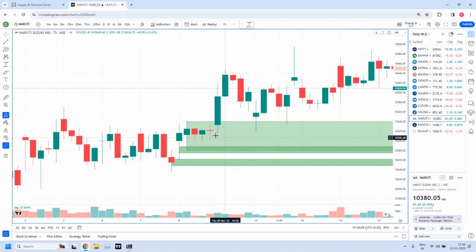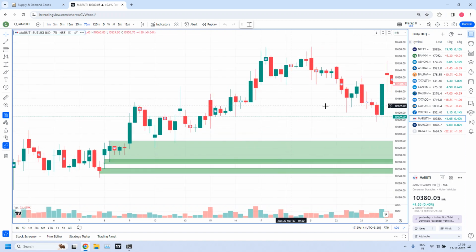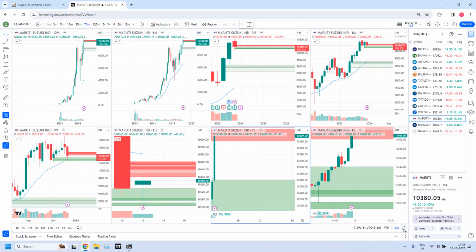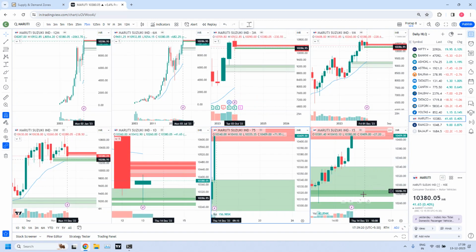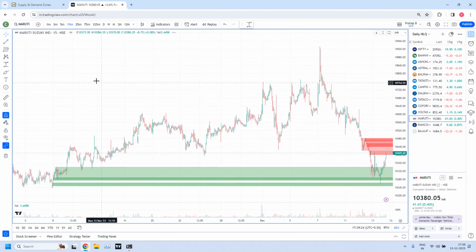And because previously some of these zones were tested, they were violated. They are not fresh. That you will see in the 15 minutes time frame. Let us go to the 15 minutes time frame, because inside 75 always we have to look at the 15 minutes time frame.